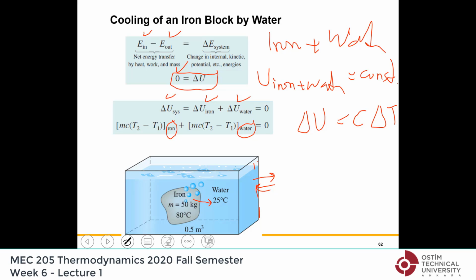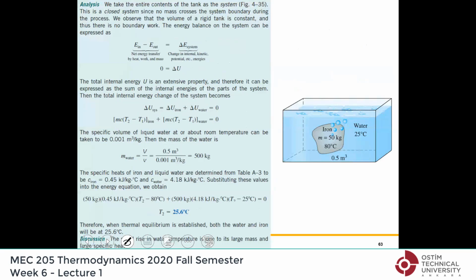And what is known here? Okay, the volume of water is given, which means I can calculate the mass, and then the specific heats I can get from tables. T1s are given. What is left? T2. And this T2, they are equal to each other, because it is the common temperature. We have thermal equilibrium. Okay, so here is the equation.